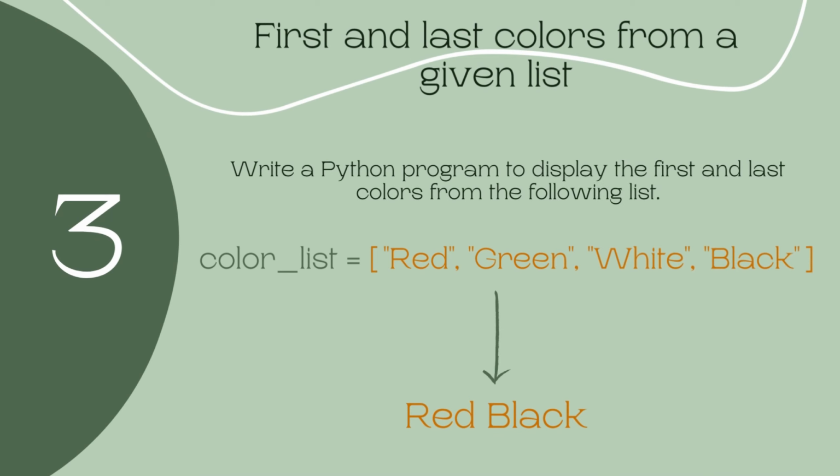First and last colors from a given list. Write a Python program to display the first and last colors from the following list. As an example below. See the solutions.